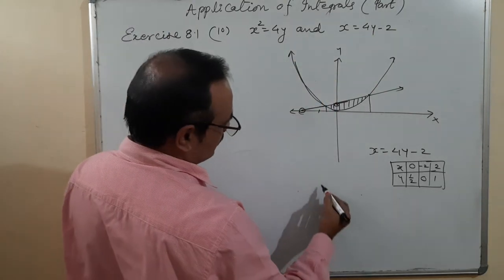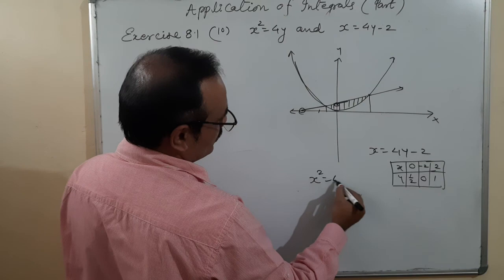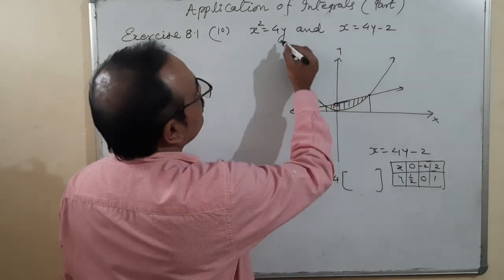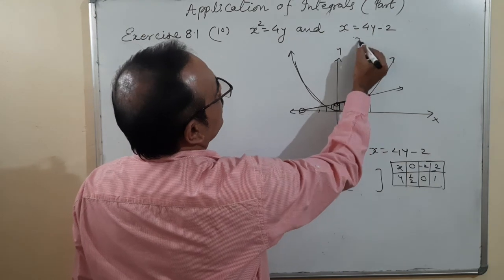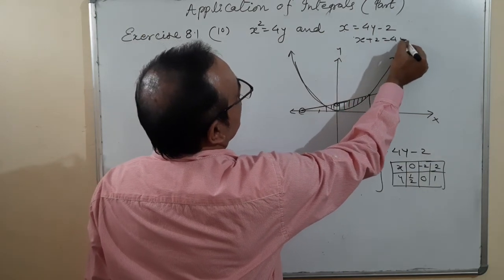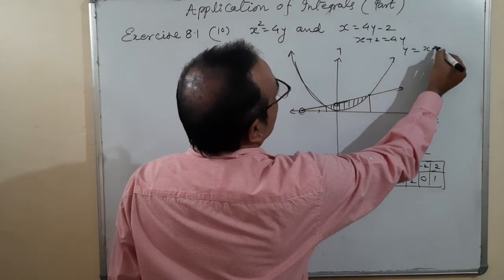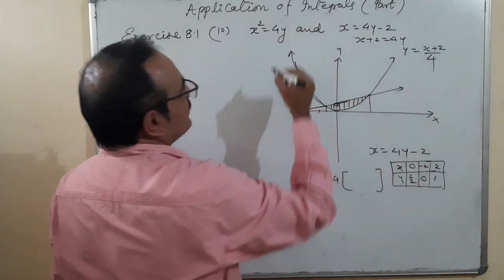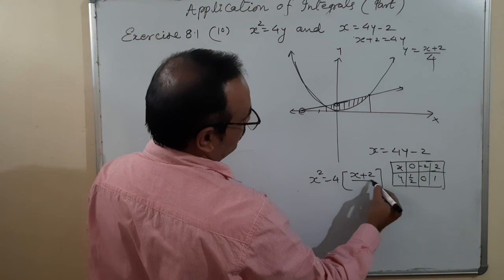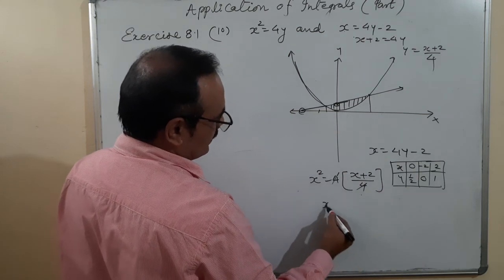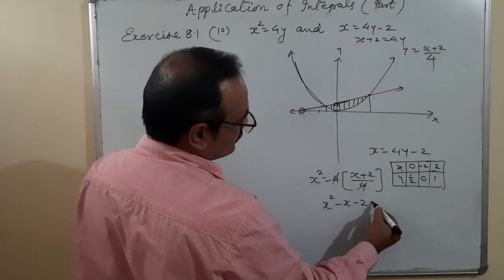So x square is equal to 4 times y. What is the value of y? The value of y is x plus 2 upon 4. See, x plus 2 is equal to 4y, therefore y is equal to x plus 2 upon 4. So here in place of y, I can put x plus 2 upon 4. 4 cancel. x square minus x minus 2 is equal to 0.